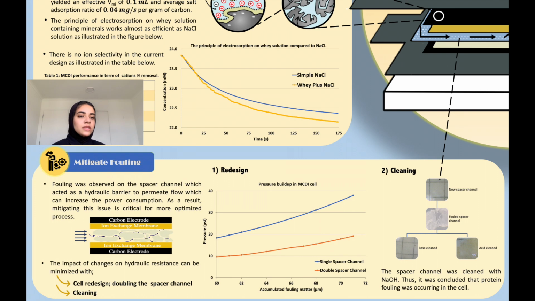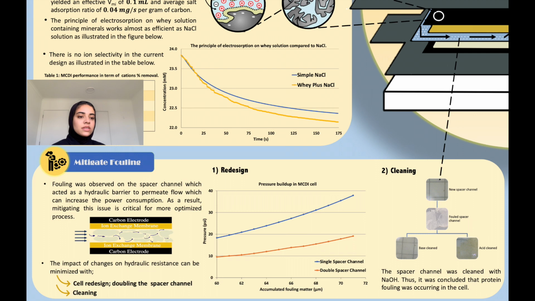To study the possibility of reducing the hydraulic resistance within the MCDI unit, the MCDI cell was redesigned where a double spacer channel was used instead of a single one. The results showed that the pressure change within the MCDI unit was lower when using a double spacer channel.